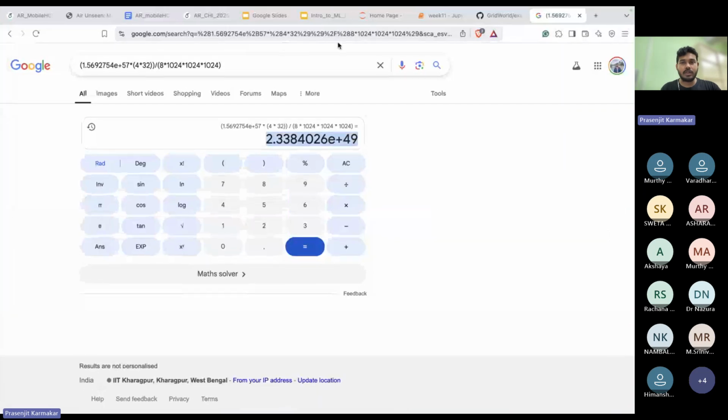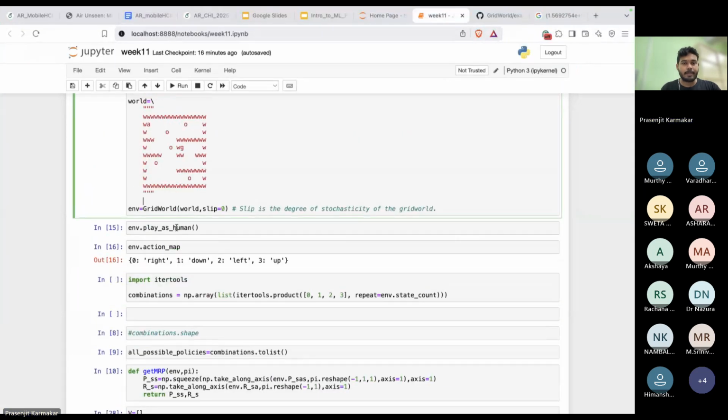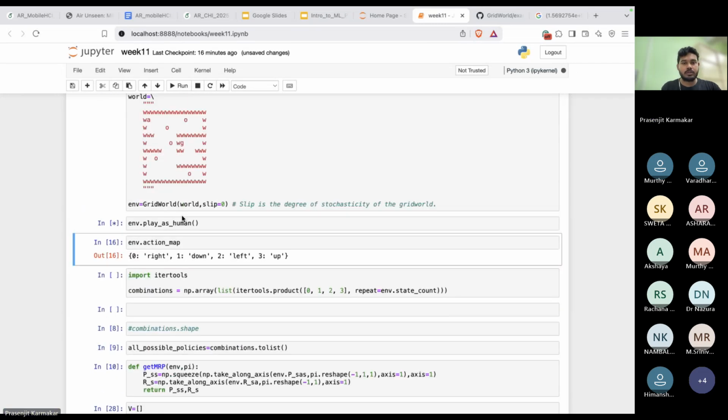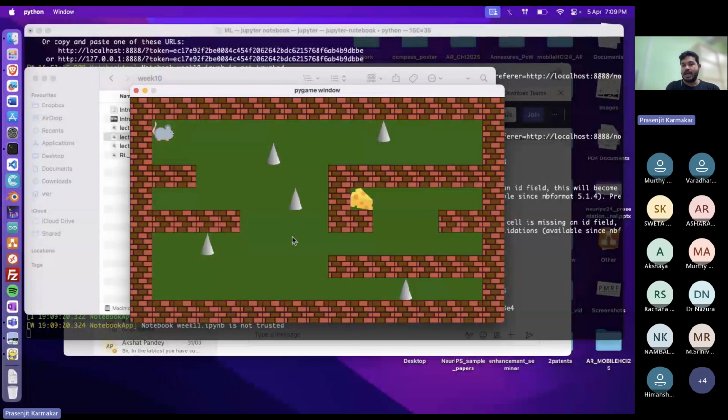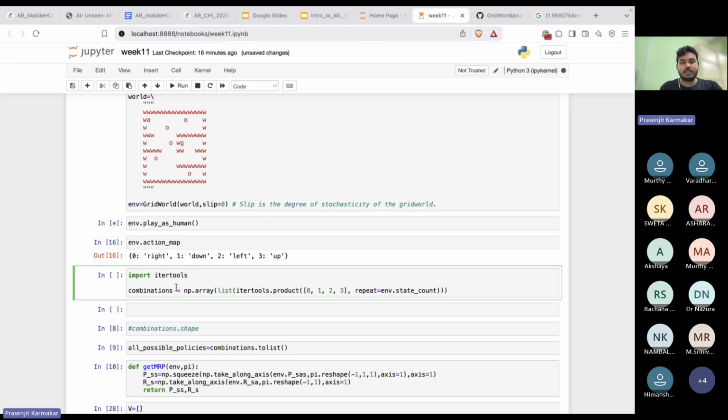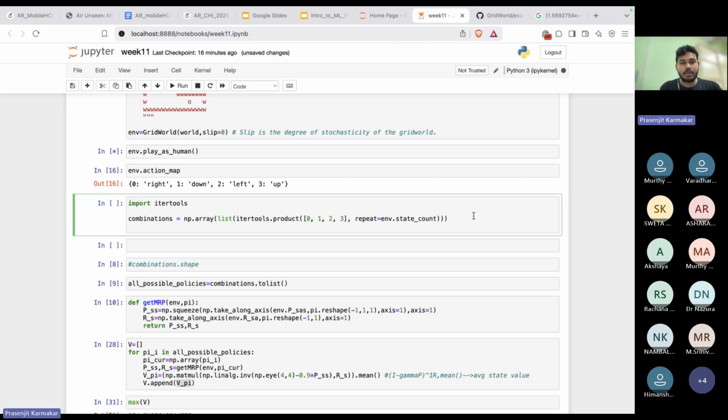Where is the environment? Let me just run it again. Just for this small environment, I need this much GB of RAM to load the combinations, which is not possible, right? So e to the power 43 means it is actually 10 to the power 10 to the power 49. It's very big. It's not possible.